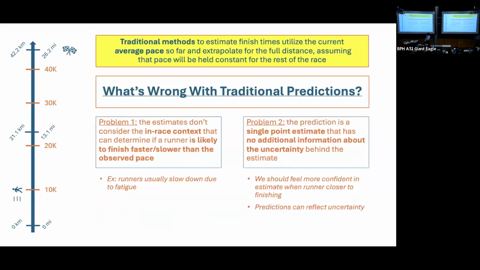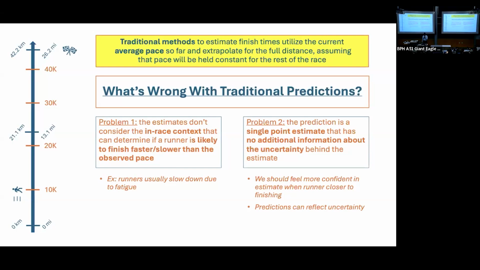There are problems with this prediction. The two main problems are, one, the main one, which is that the estimates don't consider any in-race context that allows you to determine if a runner is likely to finish faster or slower than the observed pace. The most obvious statement about that is that runners empirically usually finish races slower than they start due to fatigue, lack of race preparation, and so on. And the traditional methods don't take this into account at all. So it would be nice if we had a prediction method that adapts to what we empirically see in data from marathon runners.